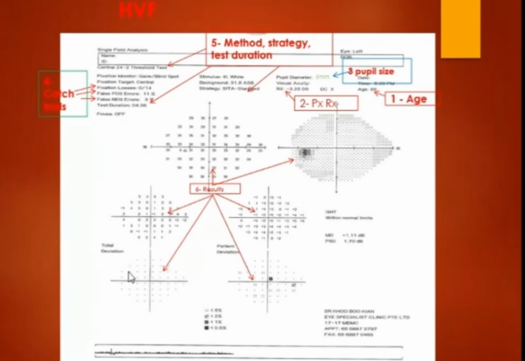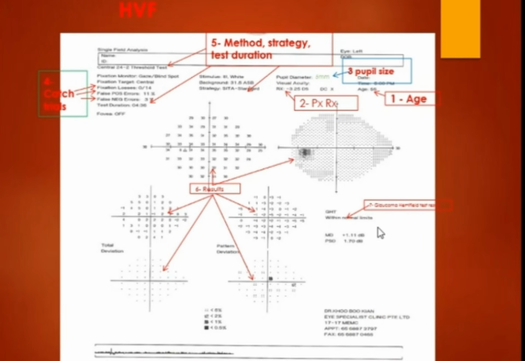If you look at the last symbol, it is very thick. It's showing us that less than 0.5% of a particular population has this defect, so this is very, very severe. Anywhere you see it in the total deviation probability plot or in the pattern deviation probability plot, you should know that the depression is severe, especially when it is all over the field.